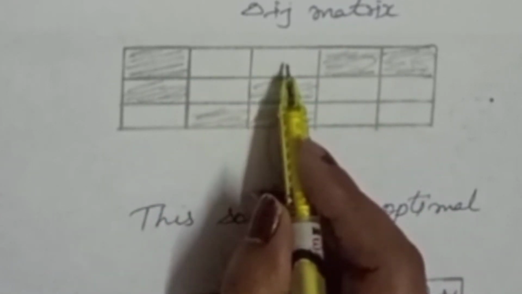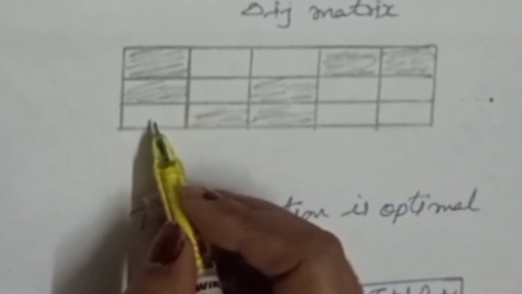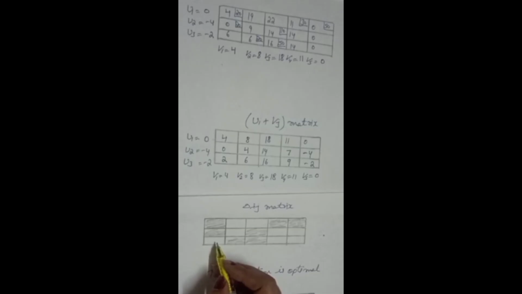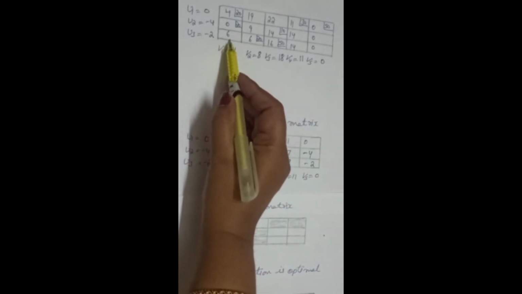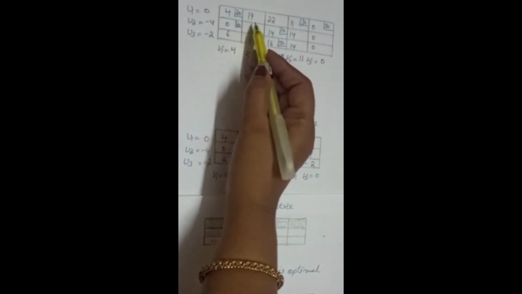Now we have to calculate this matrix. These are our allocated cells and these blank cells are our unallocated cells. We have to calculate for this cell value. For this cell, we will see the original matrix. Here we have 6. And in the ui plus vj matrix, here we have 2. 6 minus 2 is equal to 4. For this cell, we will check the original cell value. Original cell value, we have 19. And here we have 8. 19 minus 8 is equal to 11.